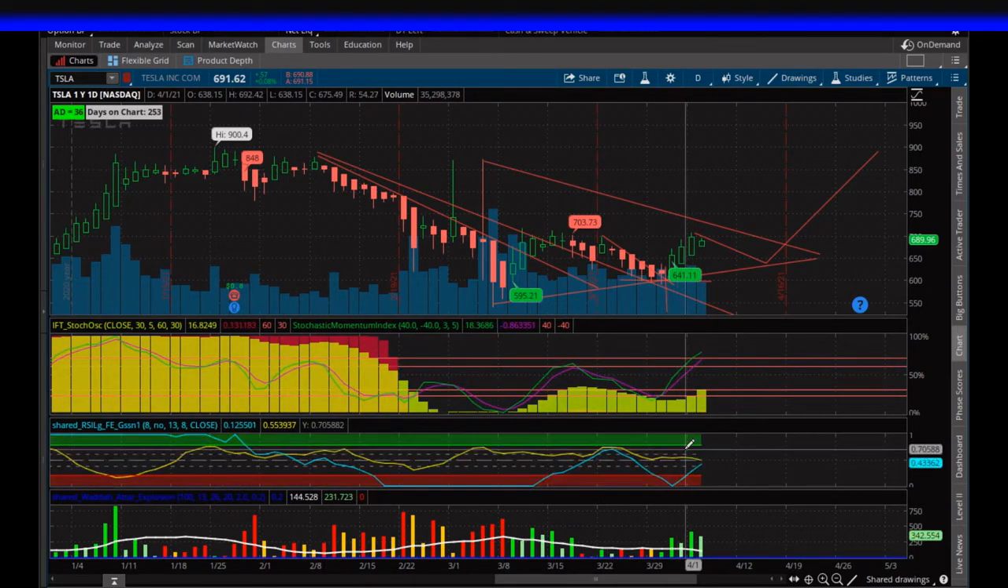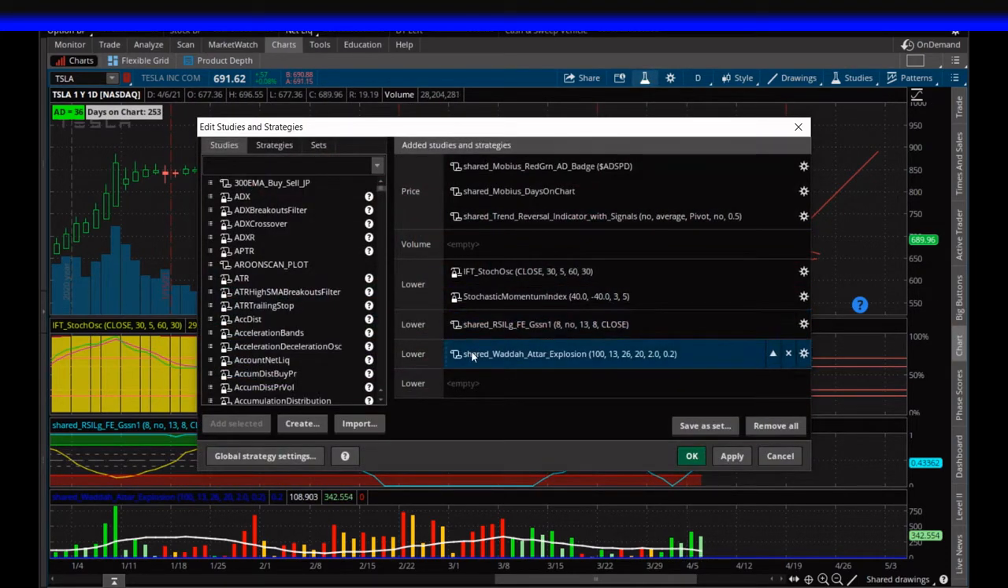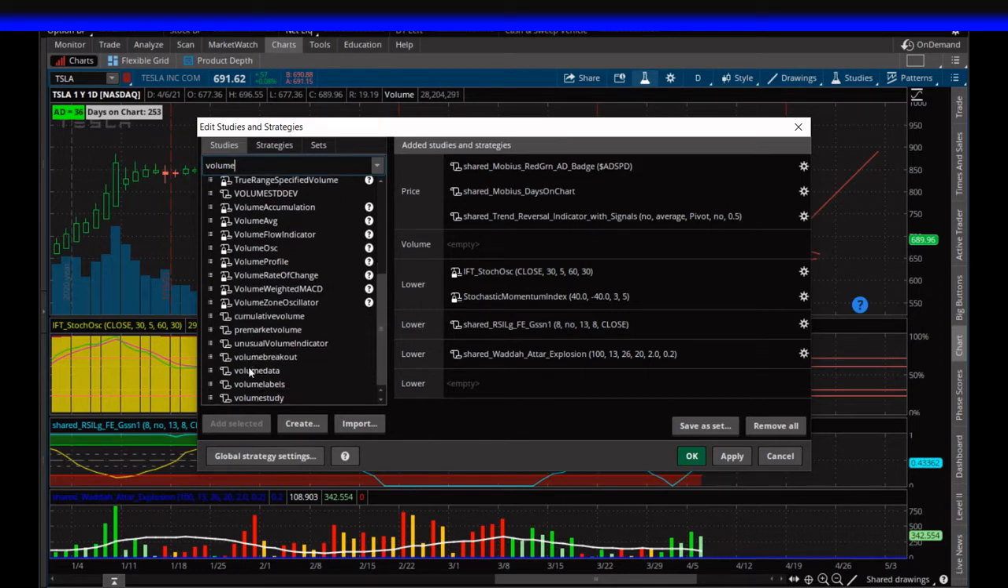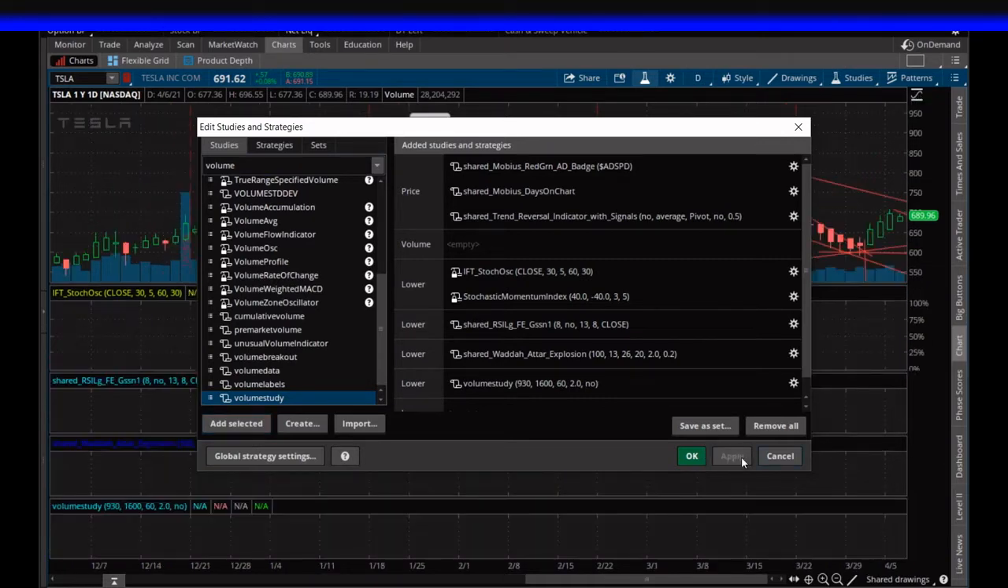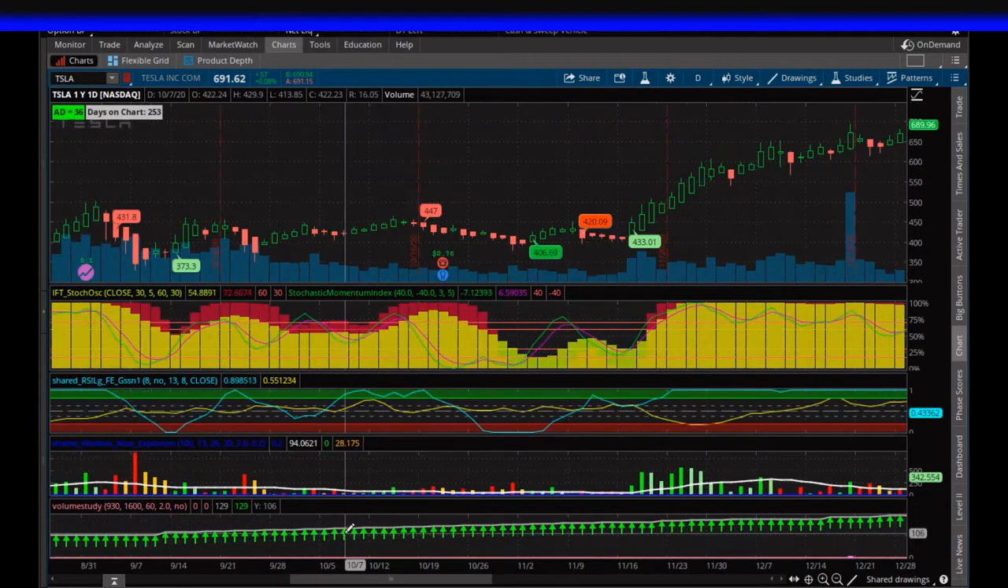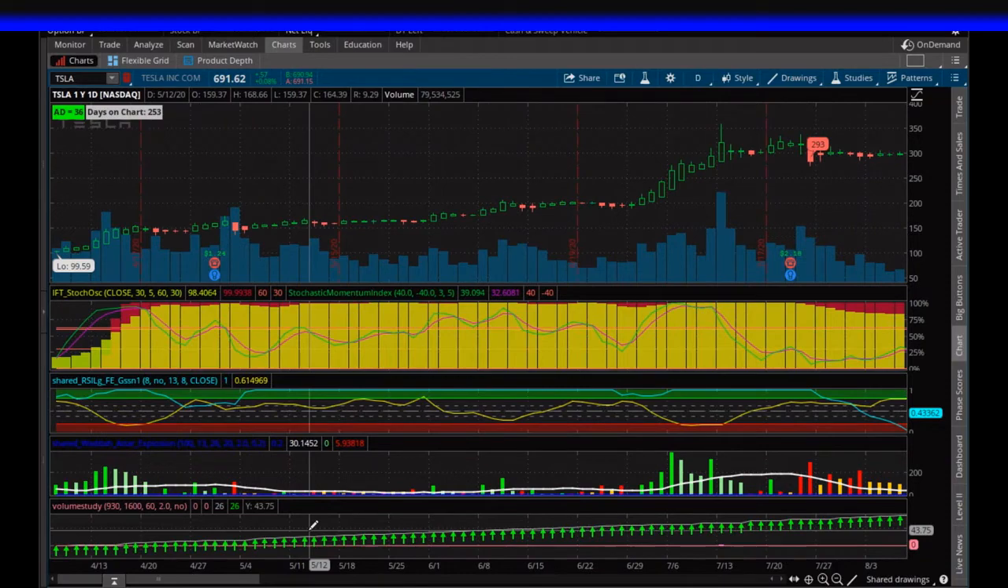Now, I don't typically use regular RSI, but I do like playing with this RSI indicator. And I found this little volatility explosion study, and it's kind of a neat little thing. There's also a volume study that I had that was similar to it. Let's see if I can find my unusual volume indicator, my volume data, volume labels, volumes. Let's see if this is the volume study. Okay.